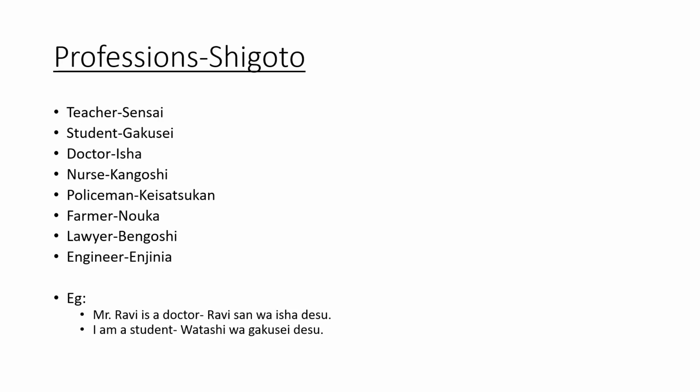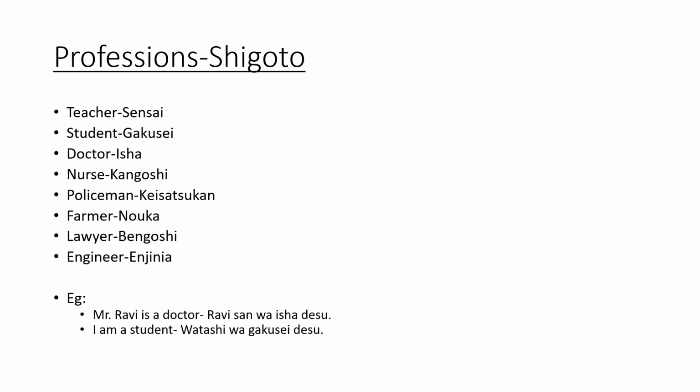Let us look into professions. Profession is shigoto in Japanese. Now, teacher is sensei, student is gakusei, doctor is isha, nurse is kangoshi, policeman is keisatsukan, farmer is noka, lawyer is bengoshi, and engineer is engineer. Here engineer is an example of those foreign words that I have mentioned in the previous slides.